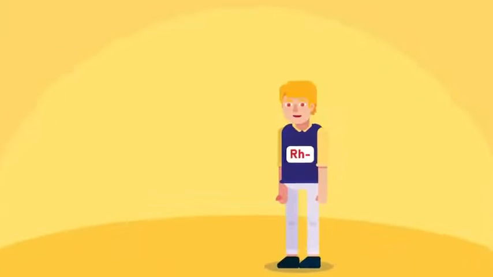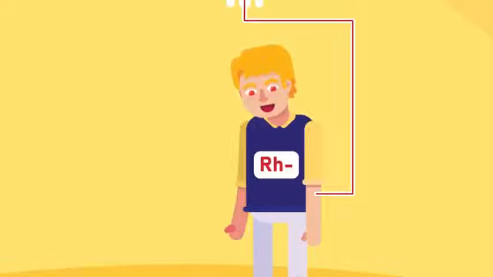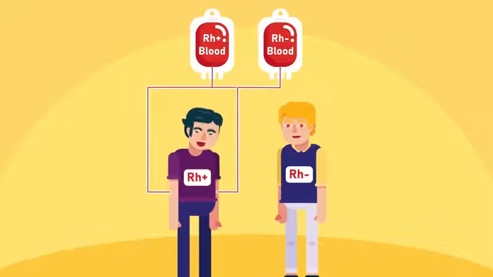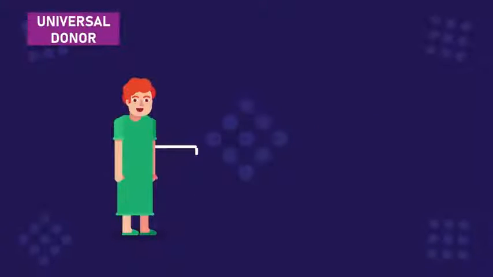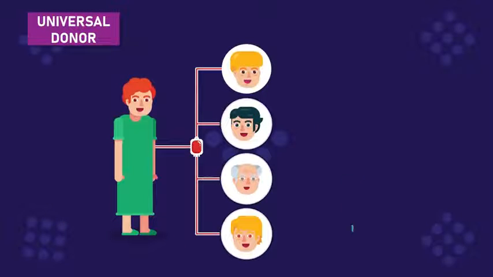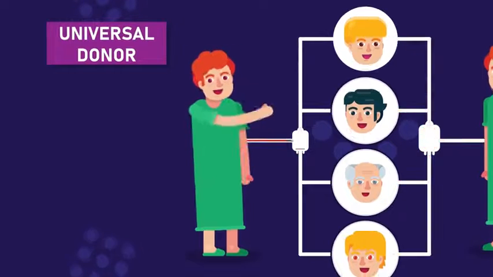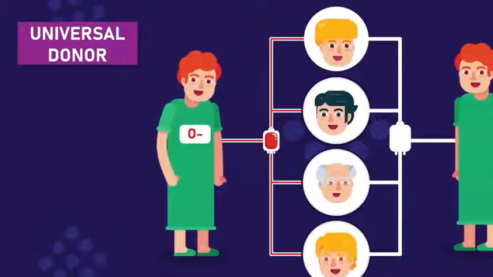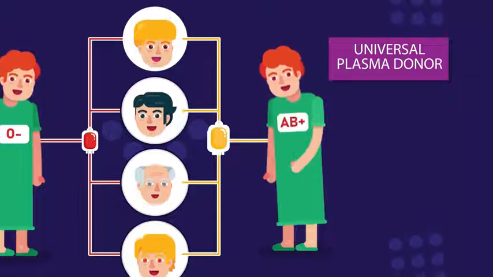In general, Rh negative blood is given to Rh negative patients, and Rh positive blood or Rh negative blood may be given to Rh positive patients. Are you a universal donor? A universal recipient? The universal red cell donor has type O negative blood type. The universal plasma donor has type AB positive blood type.